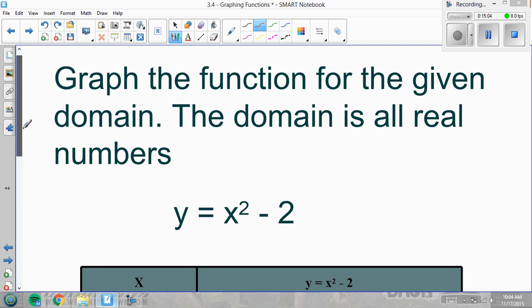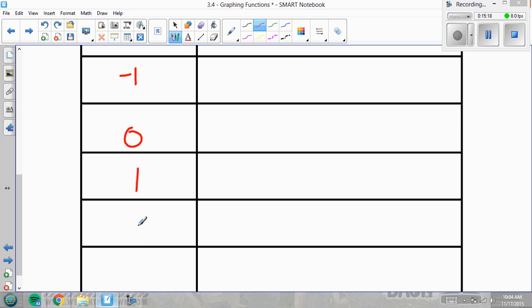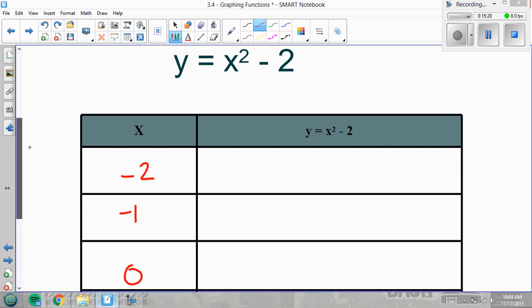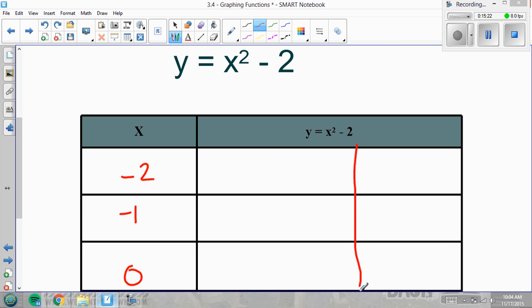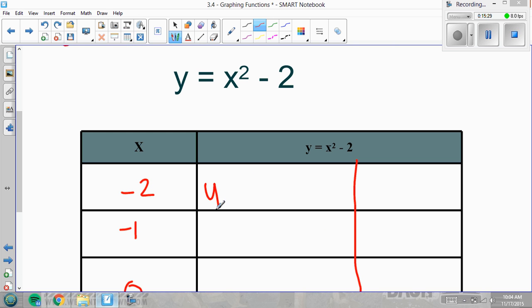You're going to graph for all real. So when they say all real, that means you can pick what values you want to use. So how about -2, -1, 0, 1, and 2. Right now I want you to take a second at your seat and plug in those values for x. Remember when you're plugging these in, you want to use parentheses around your x value. So find those values at your seat.